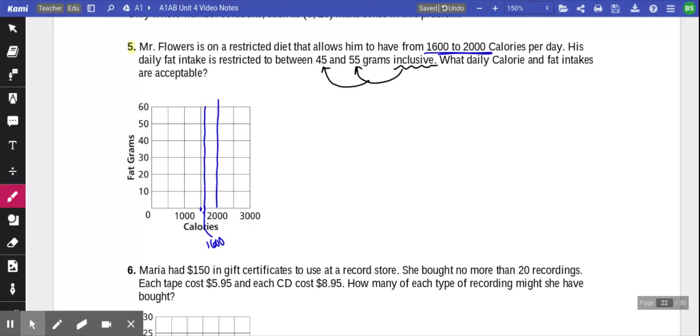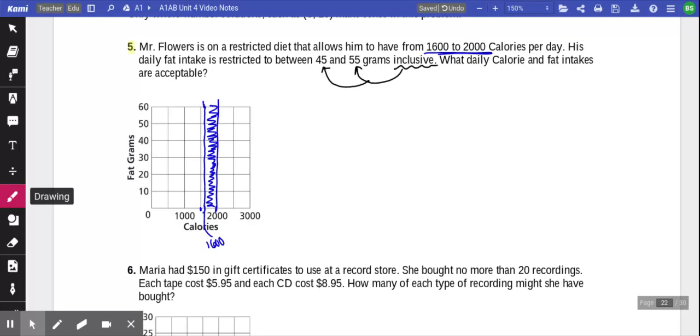right? Because that's already labeled on our graph here. But we were told he needs to have from 1,600 to 2,000 calories. So anywhere in between there would work, right? So this is our solutions for the number of calories that he can have, right?